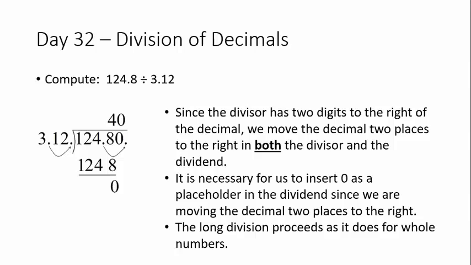After moving the decimal point, I have 312 as my divisor, and the dividend is 12,480. I go ahead and divide normally with long division. 312 goes into 1,248 4 times, and it goes evenly.